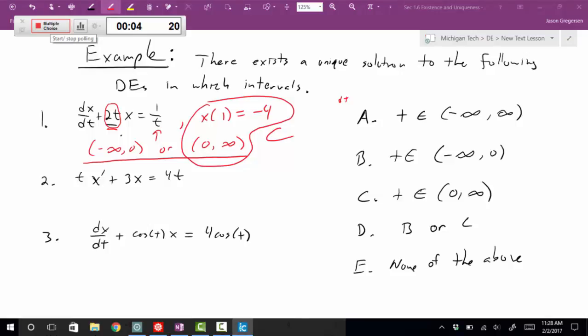There exists a unique solution to the following in which intervals?